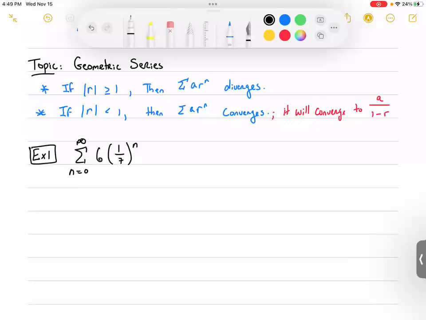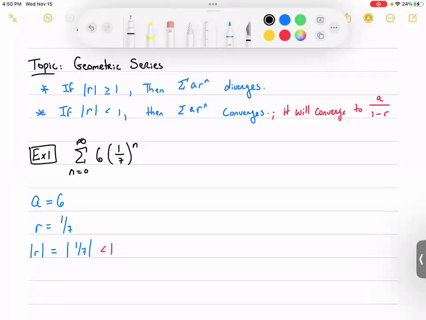So what is the value of a? A is equal to 6. The value of r is 1 over 7. Now, if I take the absolute value of r, or the absolute value of 1 over 7, is it greater than or equal to 1 or less than 1? It's going to be strictly less than 1. So that means that this series will converge, right?